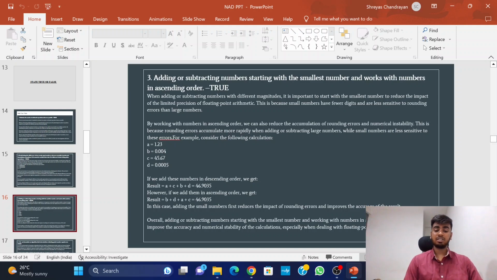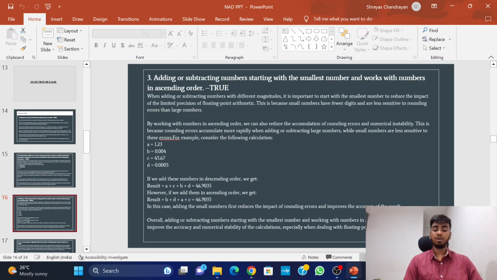If we add these numbers in a descending order, we get the result A plus C plus B plus D, which is equal to 46.9035. However, if we add them in ascending order, the result is B plus D plus A plus C, which is equal to 46.9035. In this case, adding the small numbers first reduces the impact of rounding errors and improves the accuracy of the result.